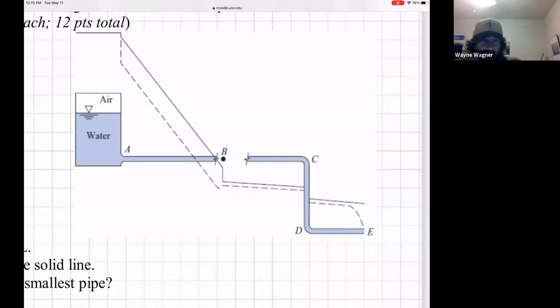Okay, so we end up having negative pressure from the point where the dotted line crosses between A and B, all the way along until that spot between C and D where the HGL crosses the pipe. So we've got this huge area of negative pressure.